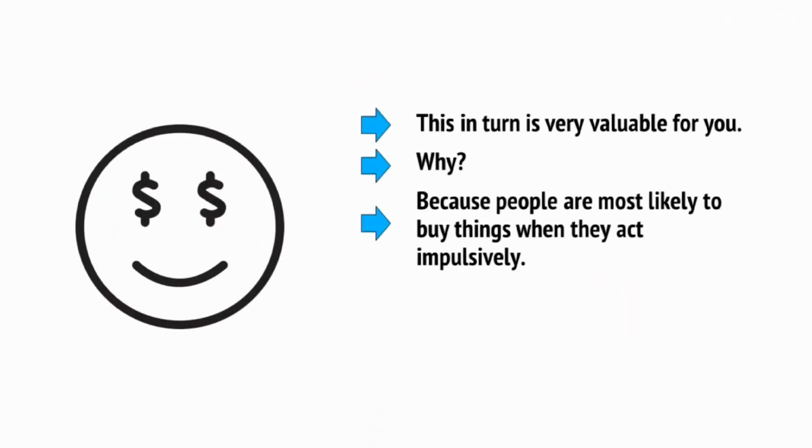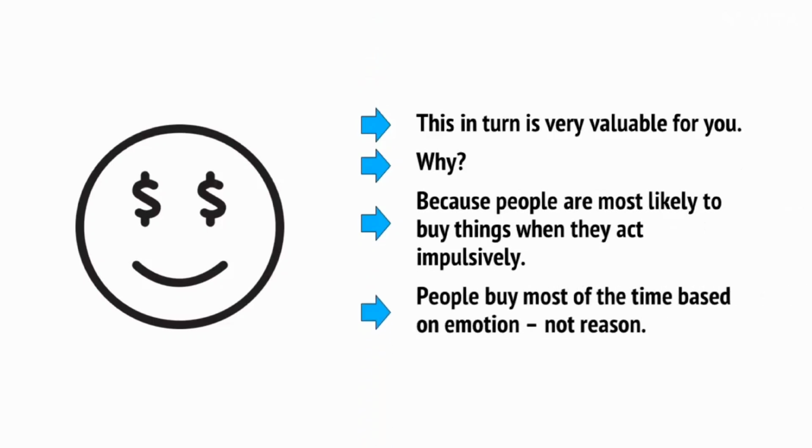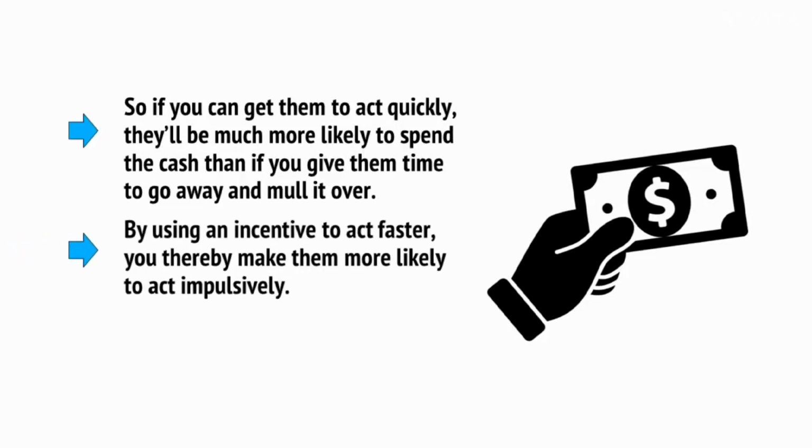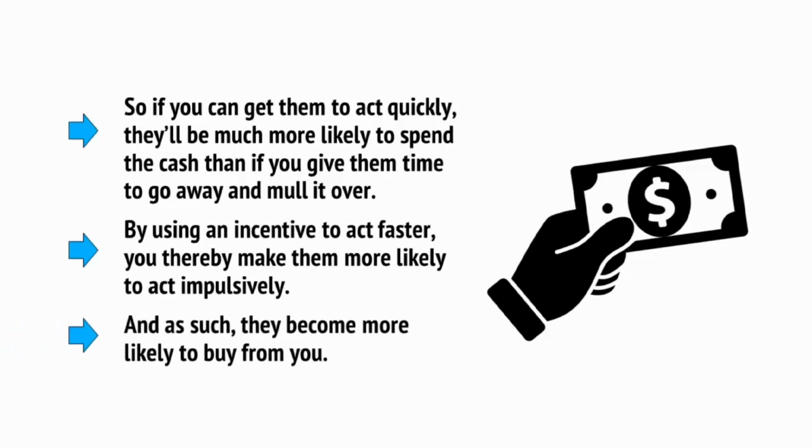Why? Because people are most likely to buy things when they act impulsively. People buy most of the time based on emotion, not reason. So if you can get them to act quickly, they'll be much more likely to spend the cash than if you give them time to go away and mull it over. By using an incentive to act faster, you thereby make them act more quickly and act more impulsively. And as such, they'll be much more likely to buy from you.